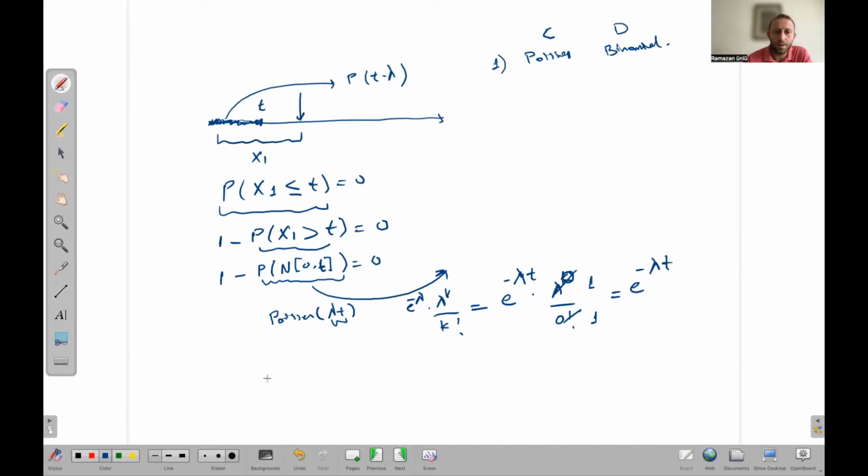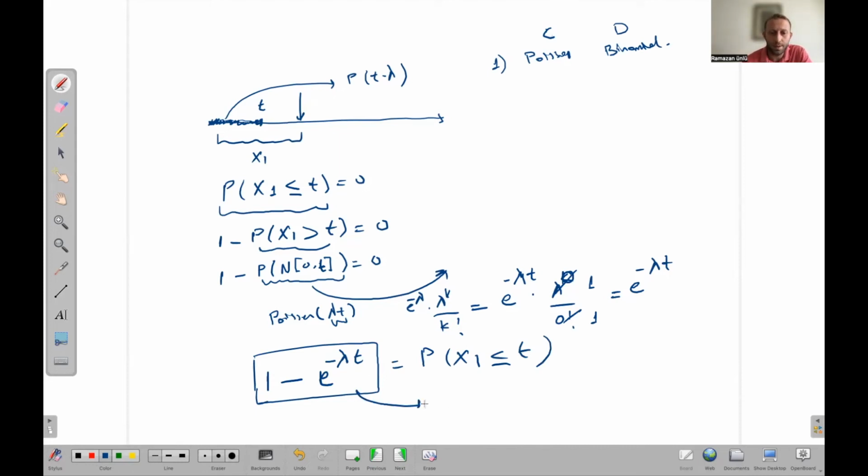That's why I will end up with 1 minus e to the minus lambda t. What is that? This is equivalent to the probability of x1 is less than or equal to t. Okay, so what is this? This is the CDF of the exponential distribution. So this is for the continuous case.